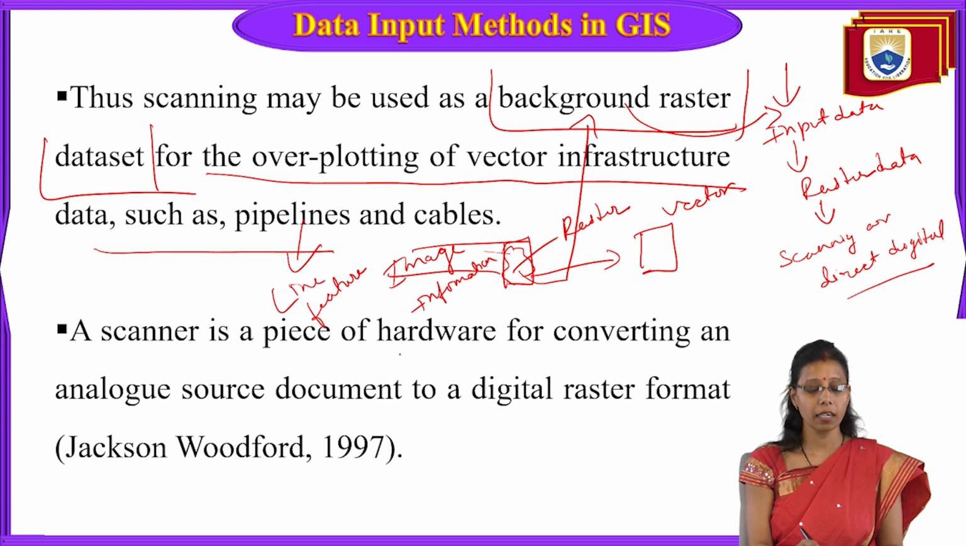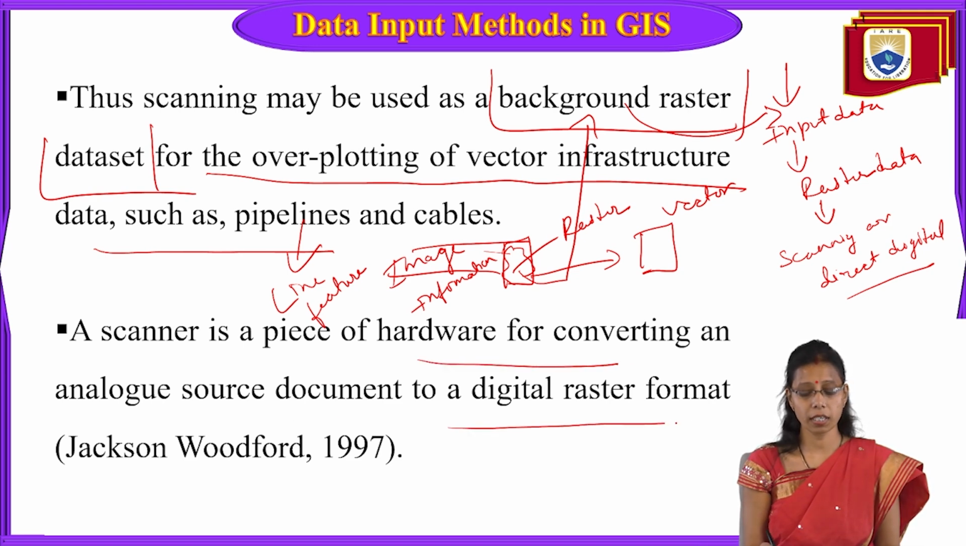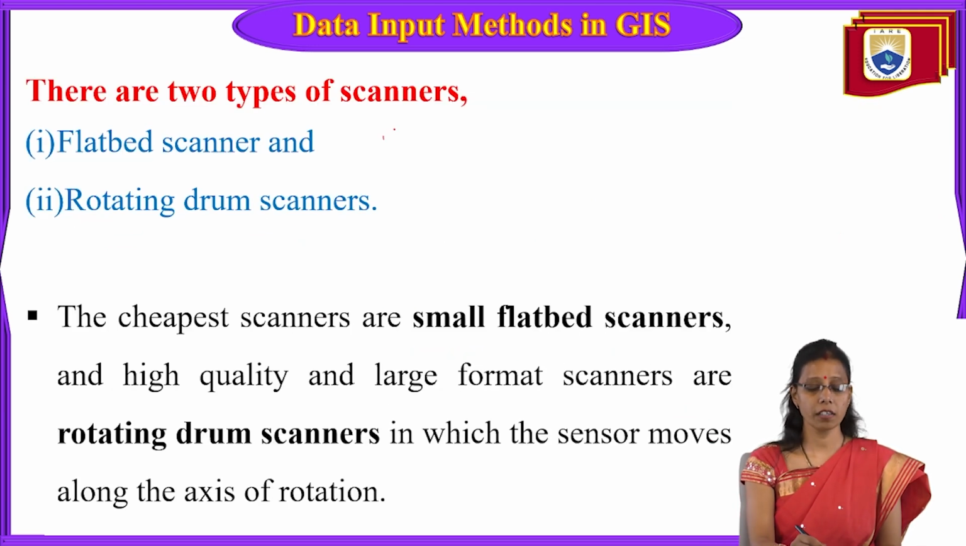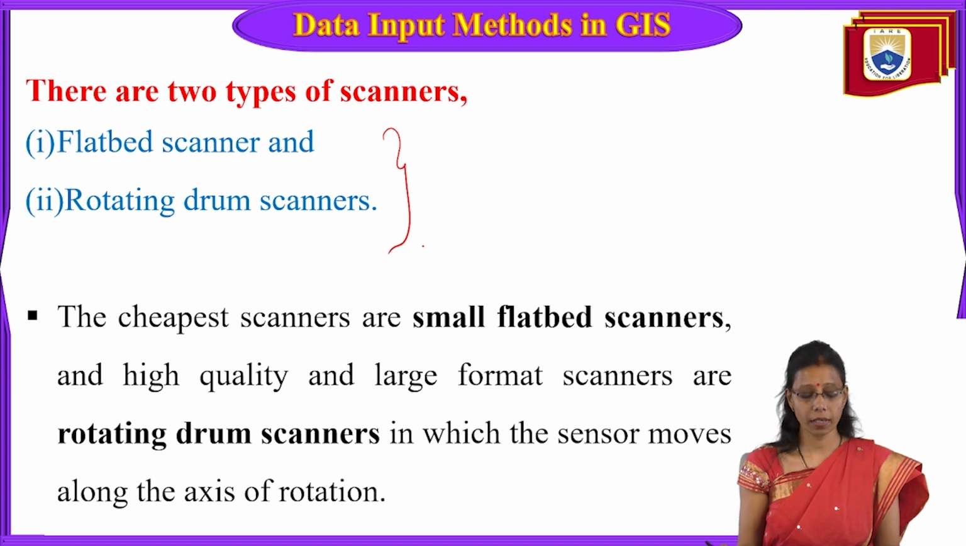Okay, so a scanner is a piece of hardware for converting an analog source document to a digital raster format. There are two types of scanners. If you want to scan the data directly to the digital format, there are two types of scanners: one is the flatbed scanner and one is the rotating drum scanner.